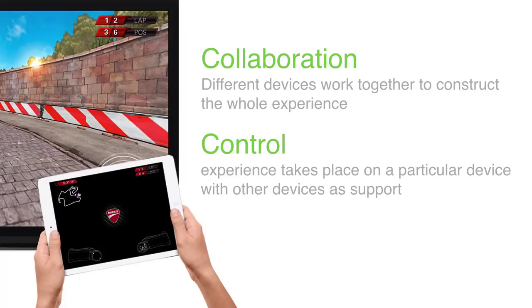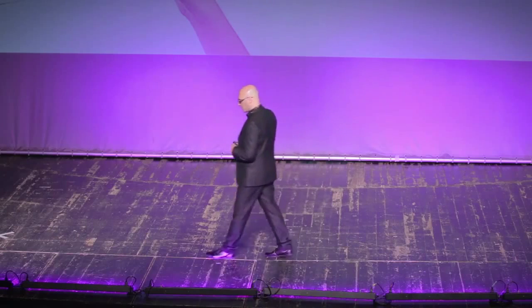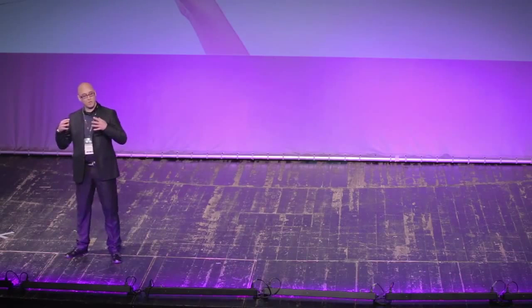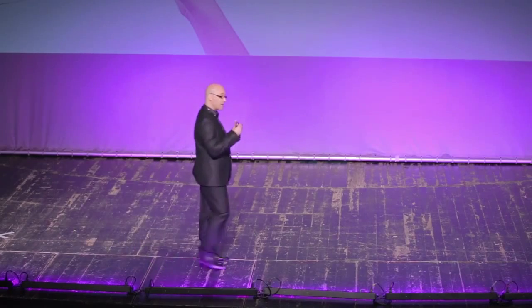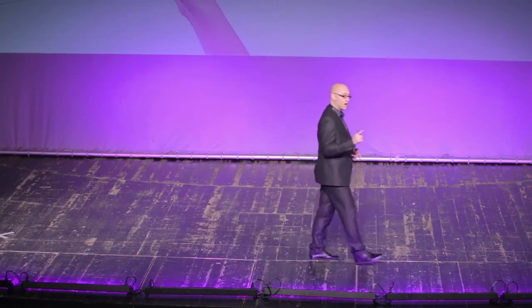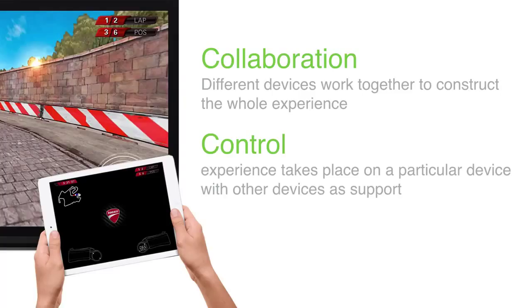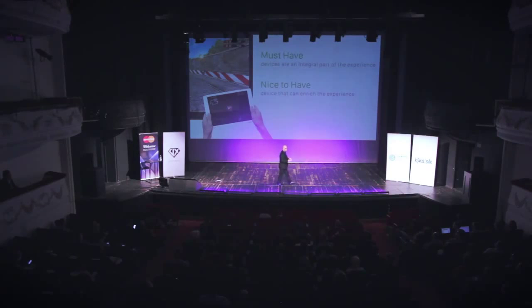And in this kind of network, we can have two kinds of roles and two kinds of relationship. We can have collaboration, when two or more devices work together to create the experience. And we can have control, when one device is in charge and the other device is just a support to the experience. For the same logic, we can have a must-have role and a nice-to-have role.